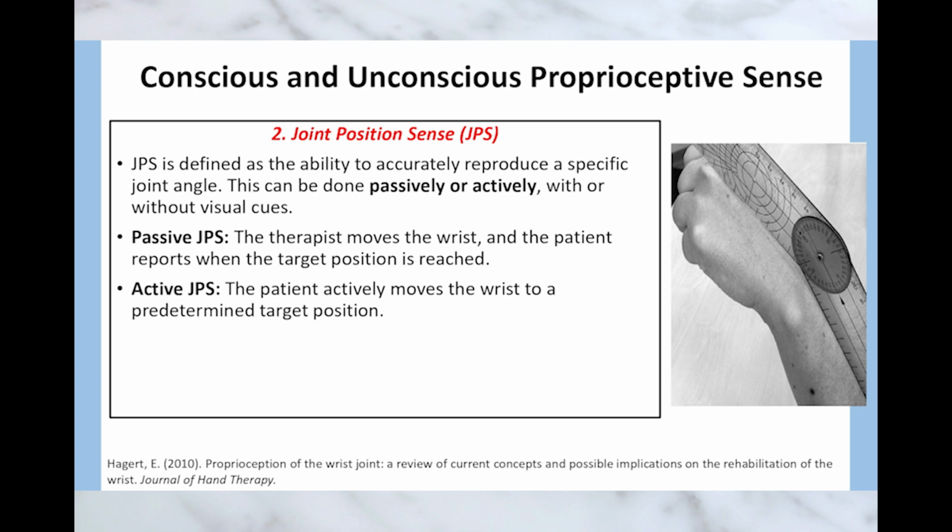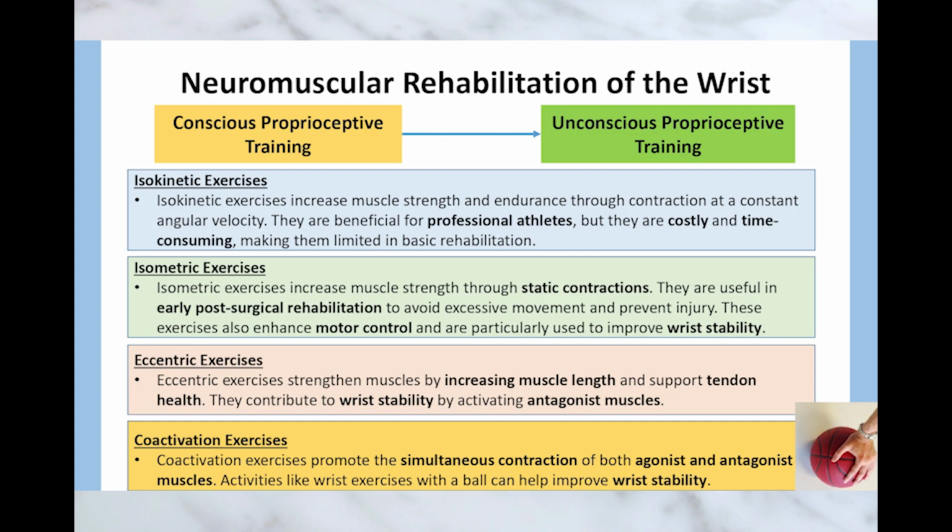Interesting. As you get further along, they'll start focusing on strengthening those muscles around the wrist and forearm. That provides that dynamic stability. And they use different types of exercises: isokinetic, which are high speed movements with resistance; isometric, where you contract your muscles without moving the joint; eccentric, which focus on lengthening the muscle; and then co-activation exercises, where you activate the muscles on both sides of the joint at the same time. So you're basically working on strength, control, and coordination.